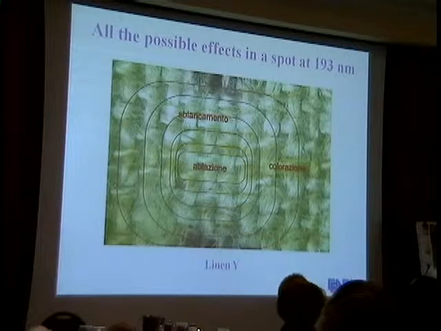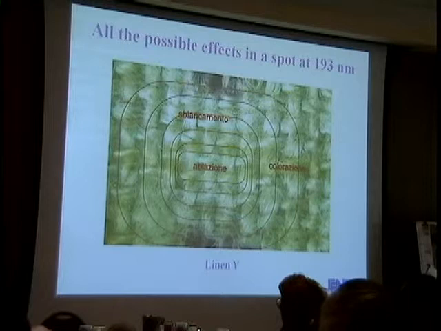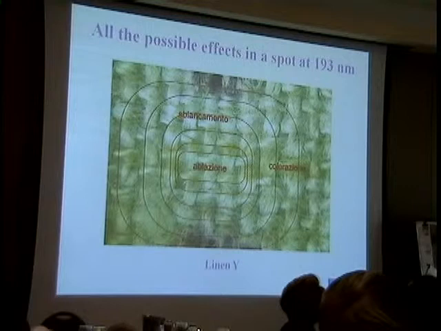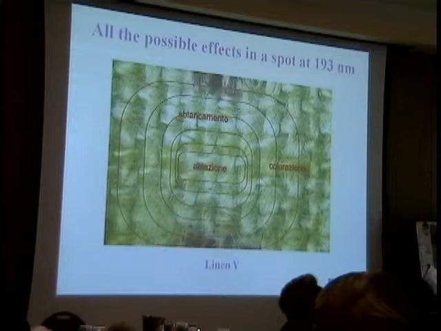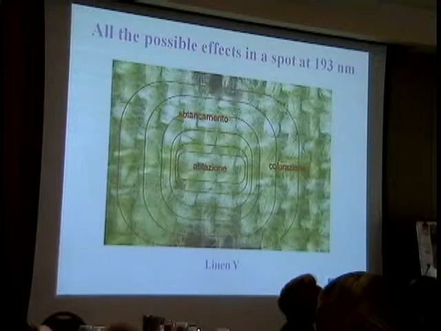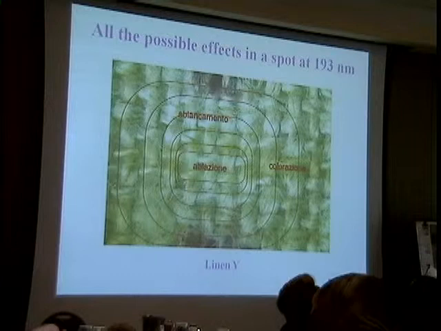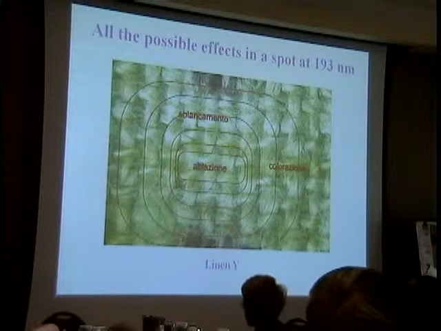Here is the hexalines of the intensity of the laser spot. So in the central part, which is the more intense part of the laser, we have ablation. When the intensity is decreasing, at a given point, we obtain the bleaching, and with the further decreasing, we obtain a coloration. So the main problem is that the laser spot has not a uniform spatial distribution of photons.